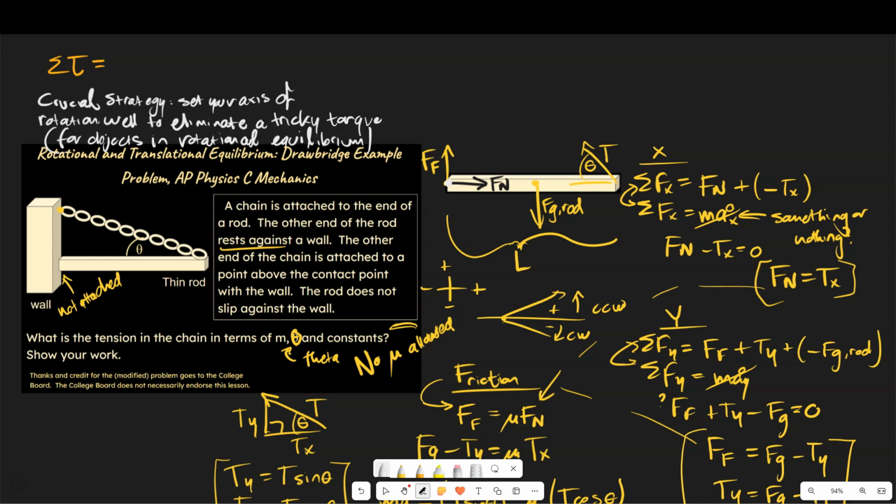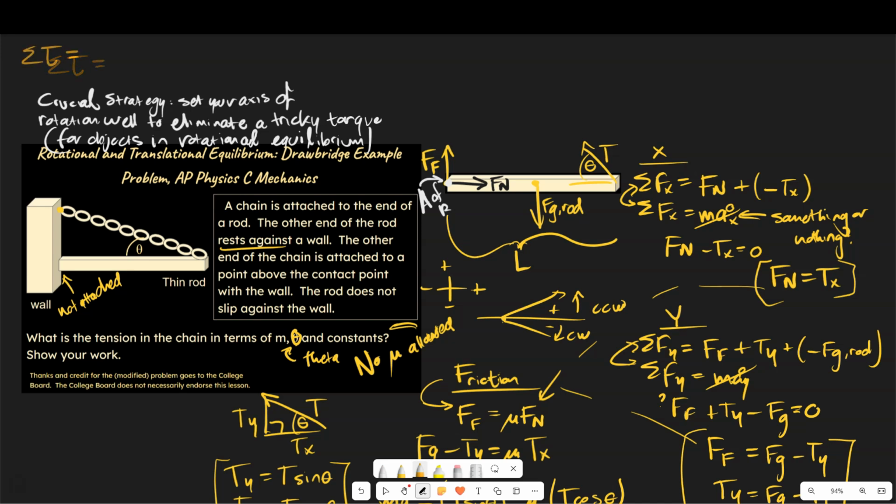So for objects in rotational equilibrium, it's really crucial to understand you can set your axis, and I'm just going to simplify this as A, our axis of rotation, right here. You can set it anywhere for an object that's in rotational equilibrium, that's not rotating, that's not moving. That's what we're going to do here. And if you do that, you actually eliminate one of the torques. I'm going to prove that to you in a moment. So let me show you how to think through this.